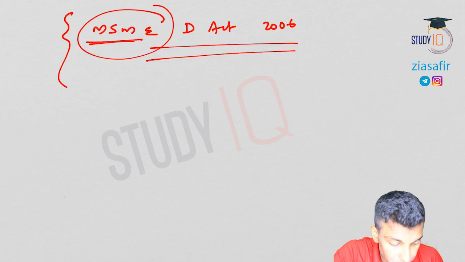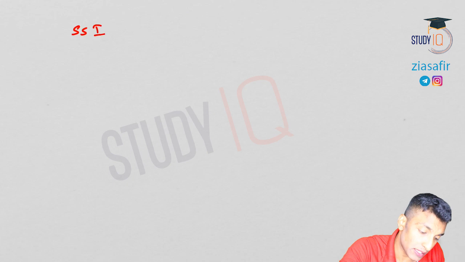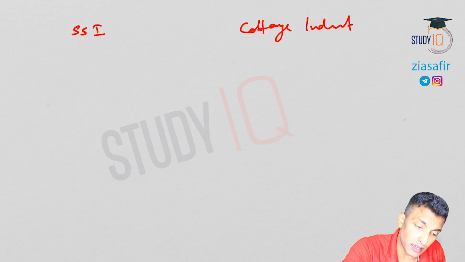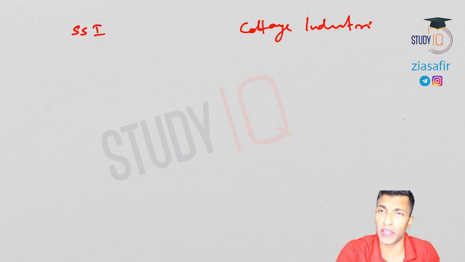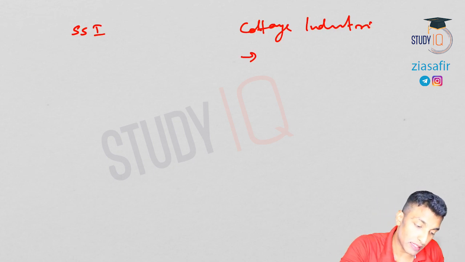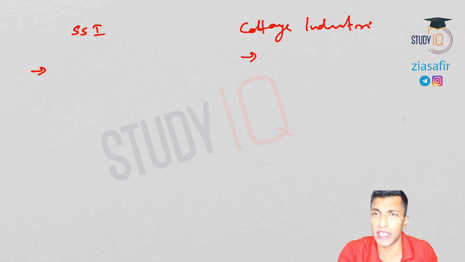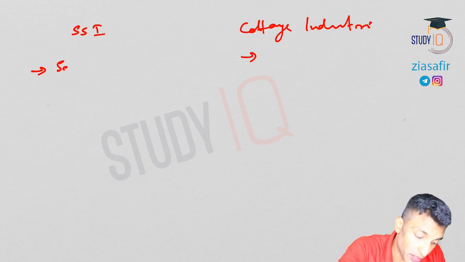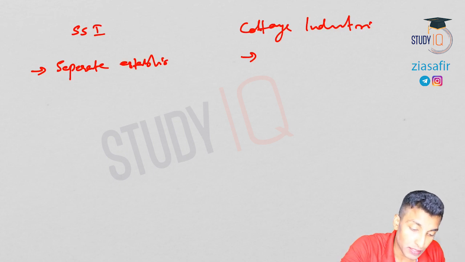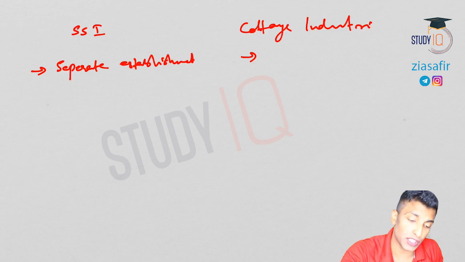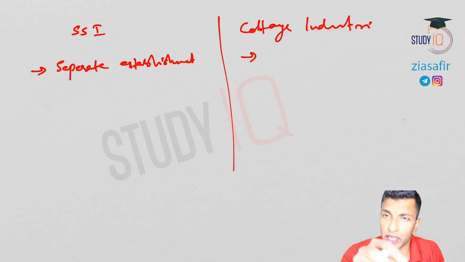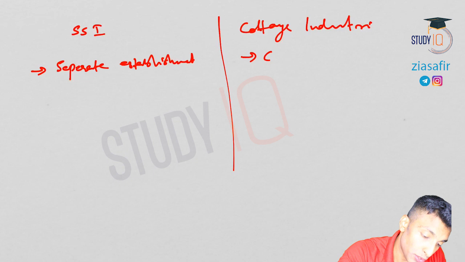Okay, so now before that, I hope you know the difference between small scale industries and cottage industries, right? Cottage industries means it is actually established in the cottage of the artisans, right? But when you talk about small scale industries, it is a separate establishment. Okay, so here it is actually a separate establishment. Cottage industries means it is actually established in the cottages of artisans.